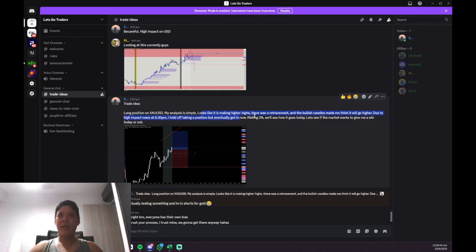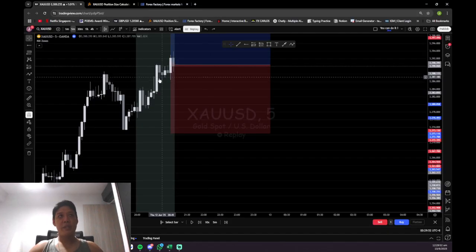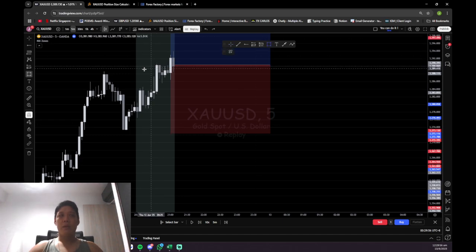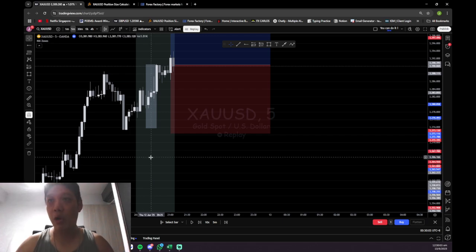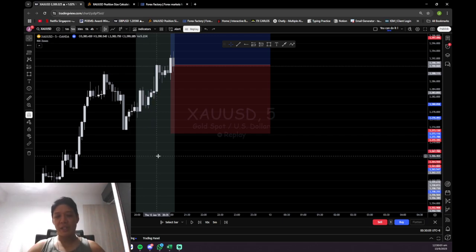Analysis is simple. Looks like it's making higher highs. There was a retracement, and the bullish candles made me think it will go higher. Right, this candle basically. I'll show you which one I'm looking at. Right, this is the bunch of candles that make me think it will go up higher. So that was the setup.